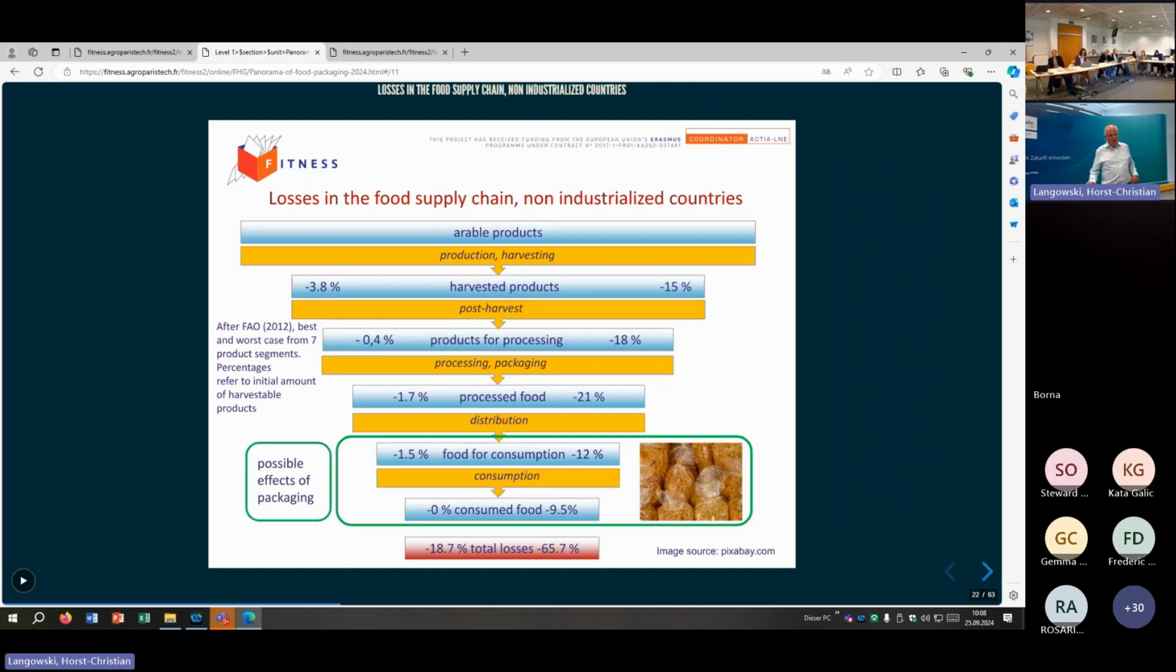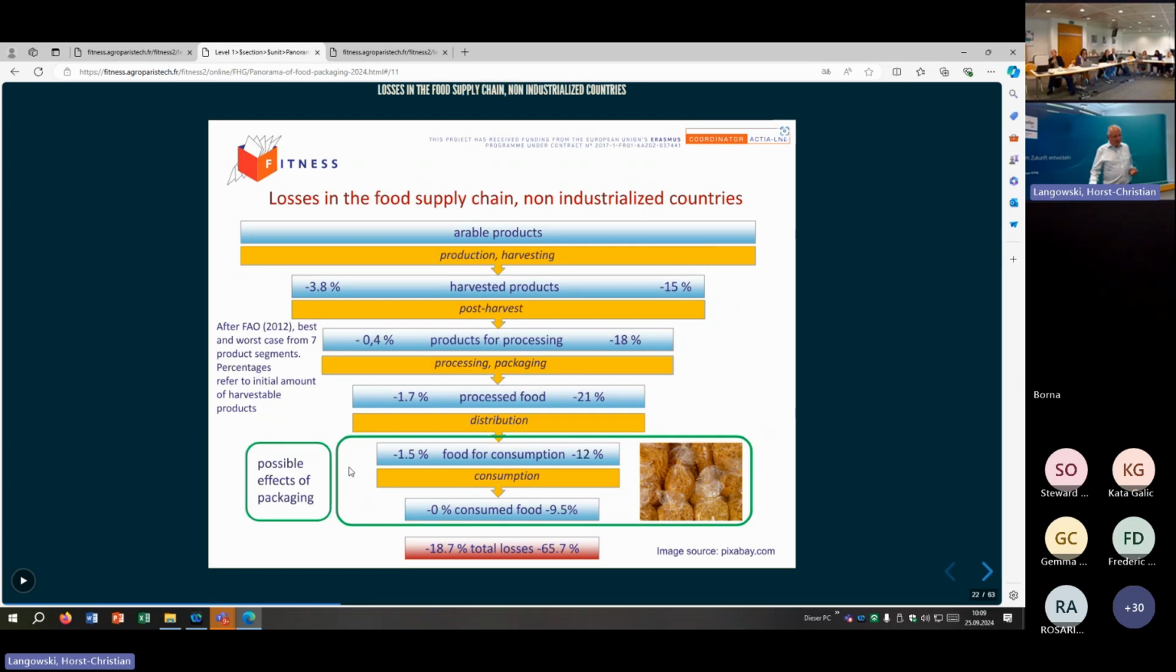Okay, some figures from the FAO, and I tried to make a small image of it and to answer the question, what can packaging help to reduce food losses? And we start with the products on the field. We end at the consumed food, and we have different types of losses over the steps. So to know what packaging can help, there's no chance to have food packaging. Industrial packaging may be different, but the normal food packaging will not help with the harvested products. But it helps between the point when the food is packed and the food is consumed.